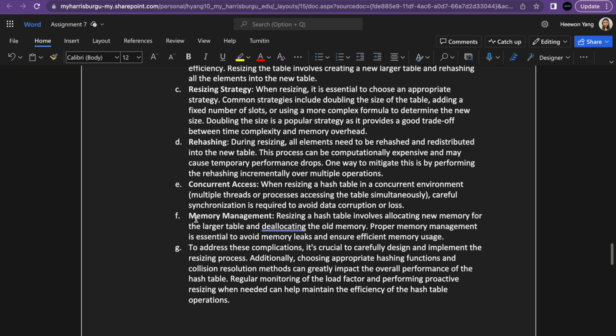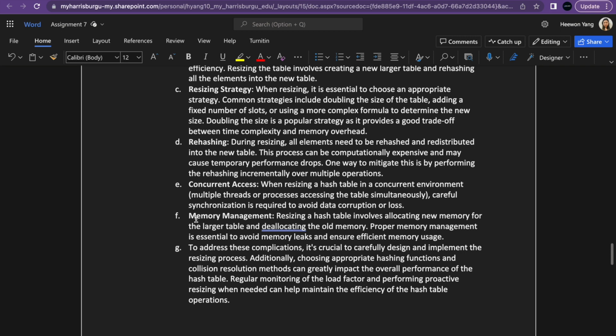When resizing a hash table in a concurrent environment, for example, with multiple threads or processes accessing the table simultaneously, careful synchronization is required to avoid data corruption or loss. The next case we are looking at is memory management. Resizing a hash table involves allocating new memory for the larger table and deallocating the old memory. Proper memory management is essential to avoid memory leaks and ensure efficient memory usage.